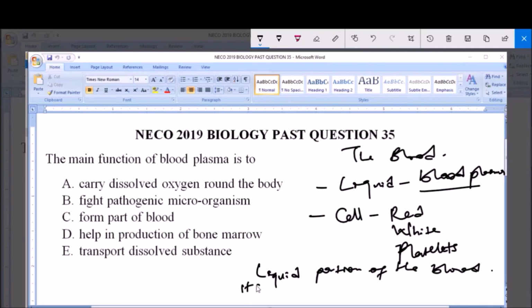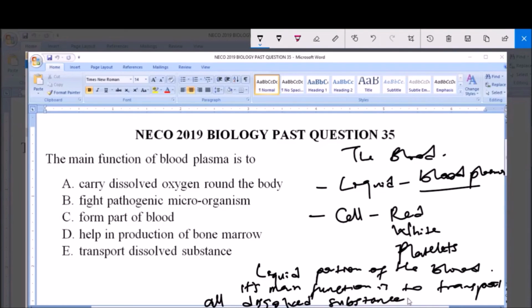Its main function is to transport all dissolved substances or materials, such as nutrients, the wastes, hormones, plasma proteins, and so on. So the function of the blood plasma is basically for transport of dissolved substances in it, because it is the liquid portion of the blood.